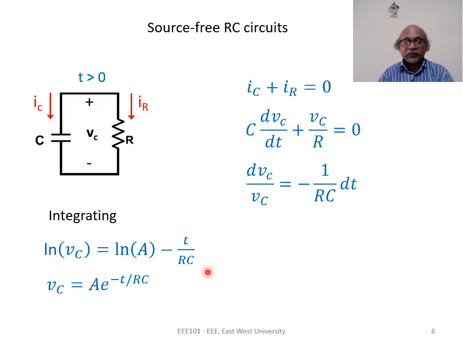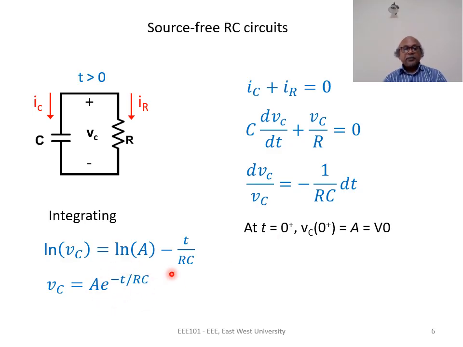We need to find the constant of integration A. To do that, we look at the capacitor voltage at t equal to 0 plus. At t equal to 0 plus, if we put t equal to 0 here, the exponential becomes 1, and we can say Vc(0 plus) is equal to A, which we identified from the circuit for t less than 0, that Vc(0 plus) is V naught. So A is equal to the initial value of the capacitor voltage.